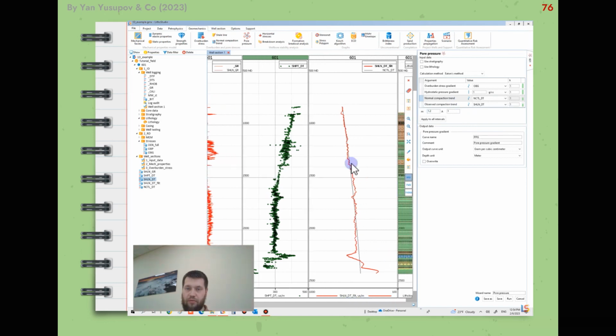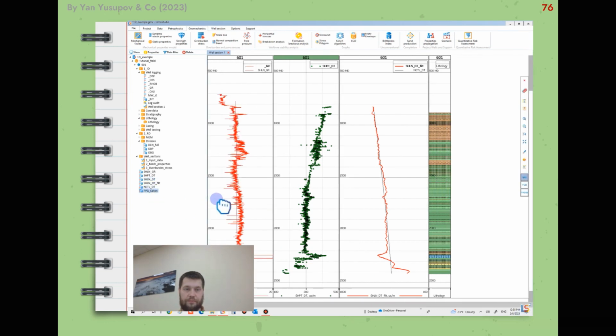This is the curve that we have already filtered. We will use this curve, and the coefficients m and a for Eaton's equation, let's leave as default. The curve name is PPG Eaton. The pore pressure gradient output curve is in gram per cubic centimeter, and the depth unit is meter. Okay, run.